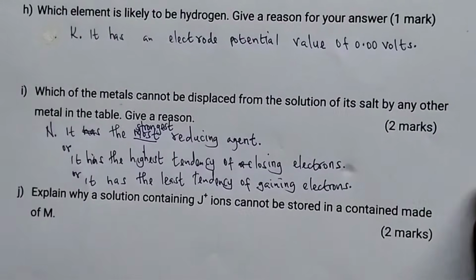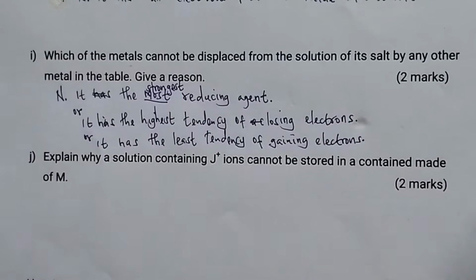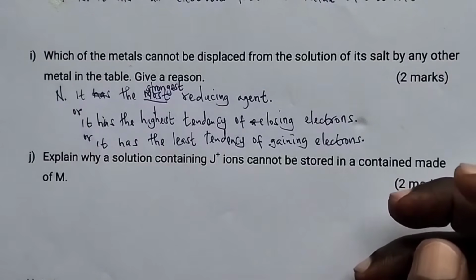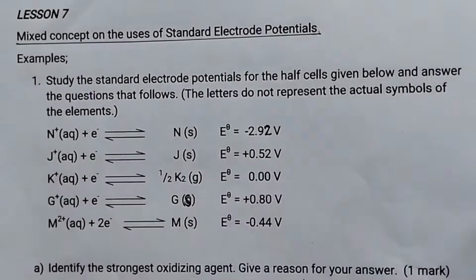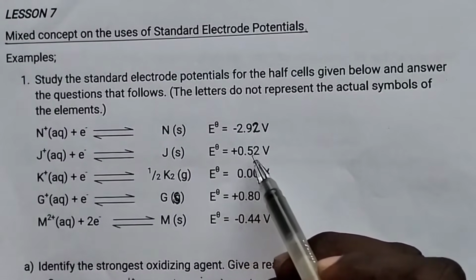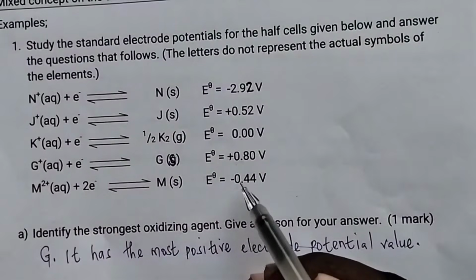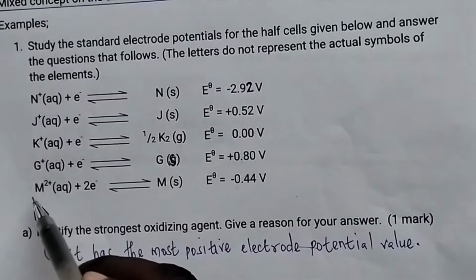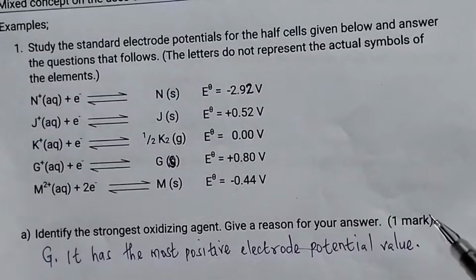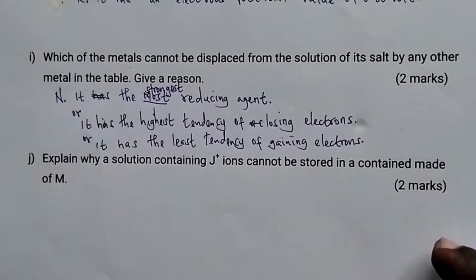So we go next. We are told to explain why a solution containing J ions cannot be stored in a container made of M. So we have to check J and also M to see whether the two can react. So we are going to see J is having positive 0.52, then the other one that they told us is M. So M is having negative 0.44. That means M is more reactive than J, so it cannot be stored because the two can react, so the container will be dissolving. So we are going to write.